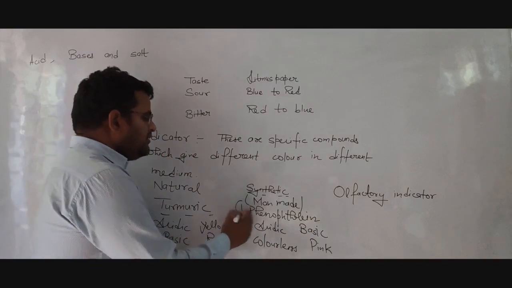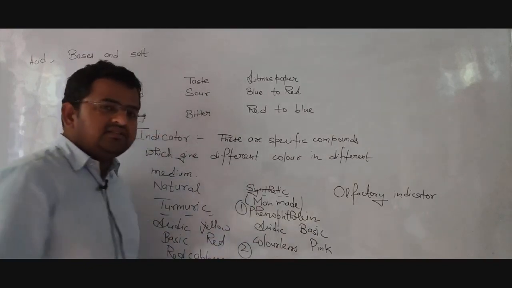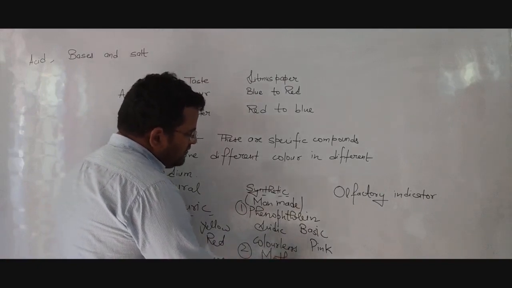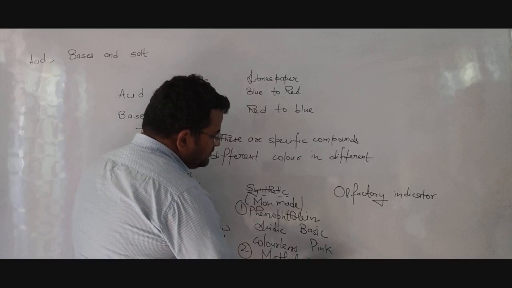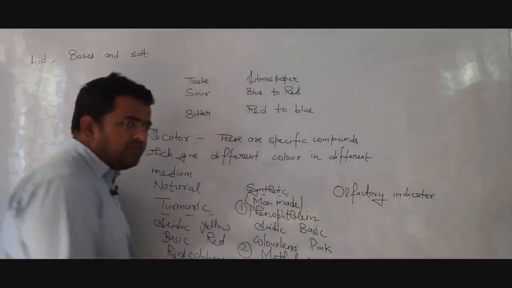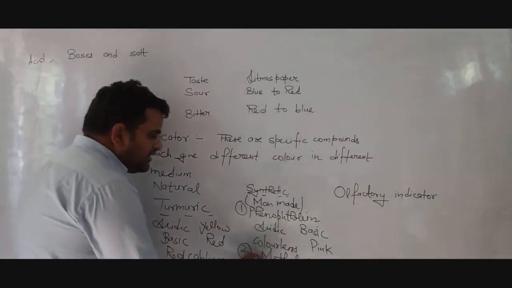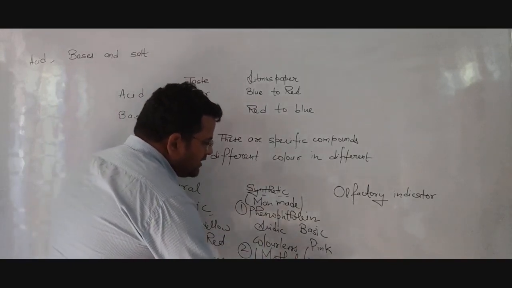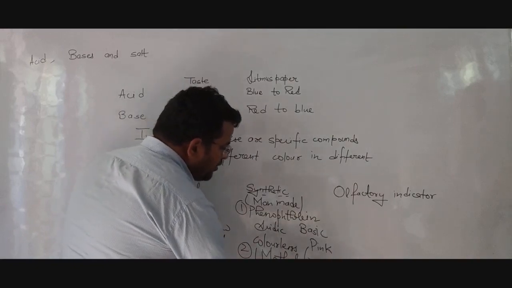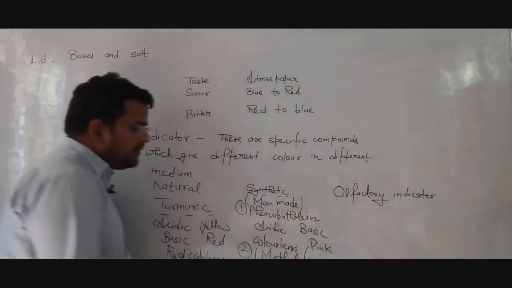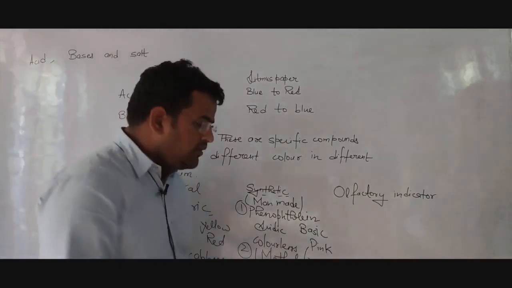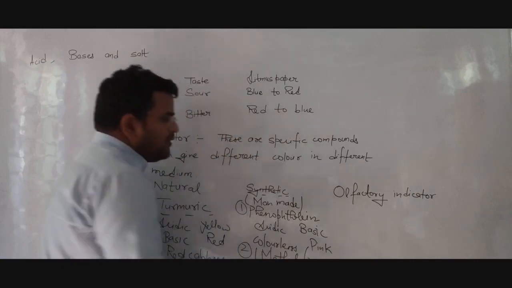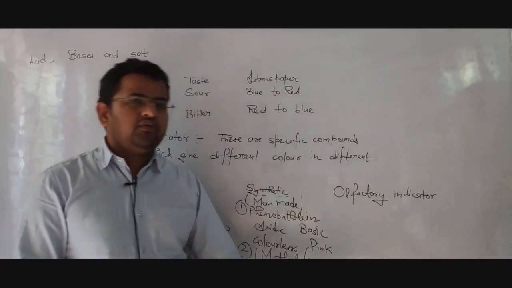The second synthetic indicator is methyl orange. Methyl orange also gives different colors in different mediums. In acidic medium the color is red, and in basic medium the color is orange, or we can say pink. Actually, the color is not pink, the color is yellow. Orange-yellow is the color of methyl orange in basic medium.